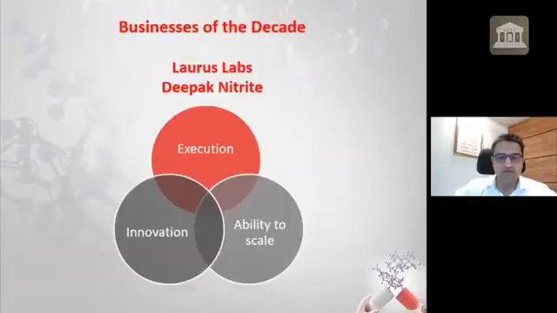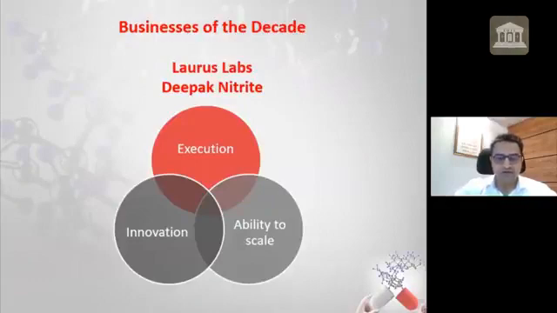Now I will try to give two examples which fit into this investment framework. These are two of my favorite stocks, and I own both. One is Laurus Labs, the second is Deepak Nitrite. When I talk about these two companies, what comes to mind is execution, innovation, and ability to scale.